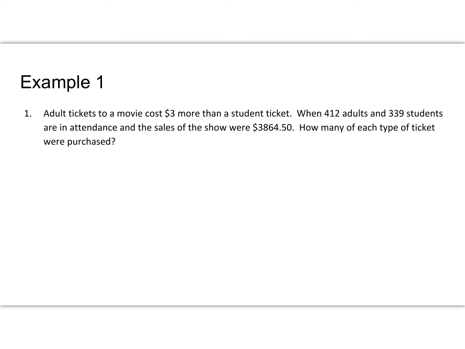Alright, so the first thing we have to do with our first problem is read it. Adult tickets to a movie cost $3 more than student tickets. When 412 adults and 339 students are in attendance and the sales of the show were $3,864.50, how many of each type of ticket were purchased?